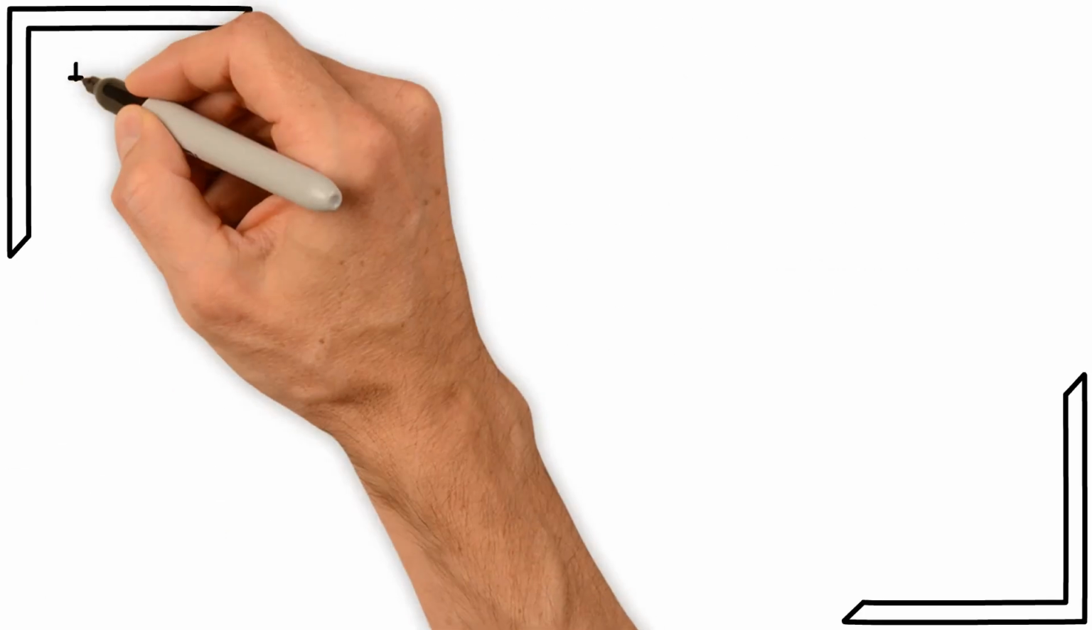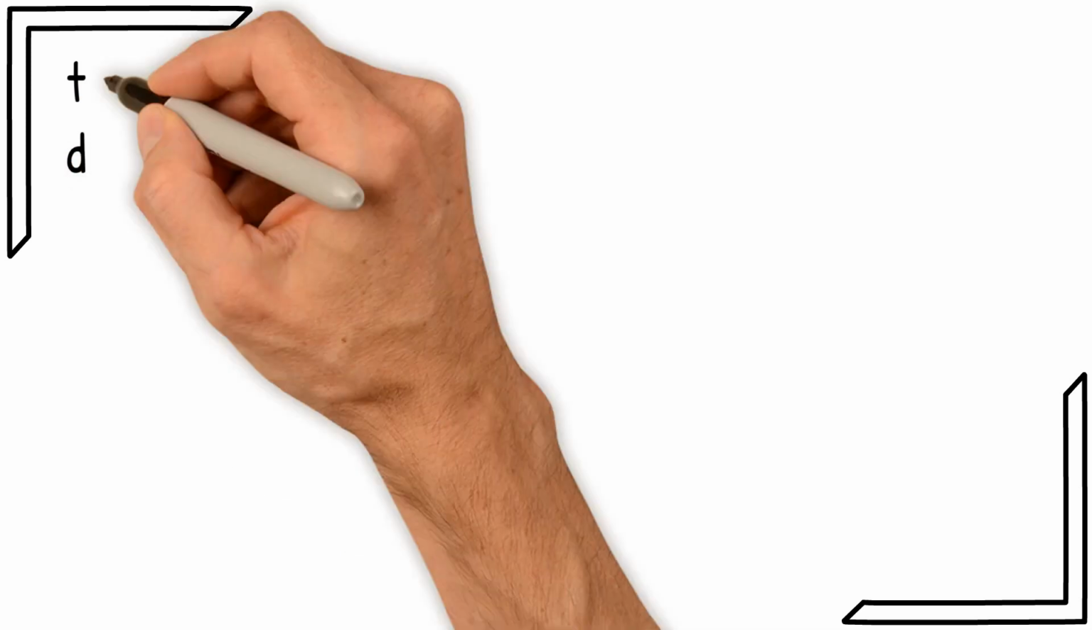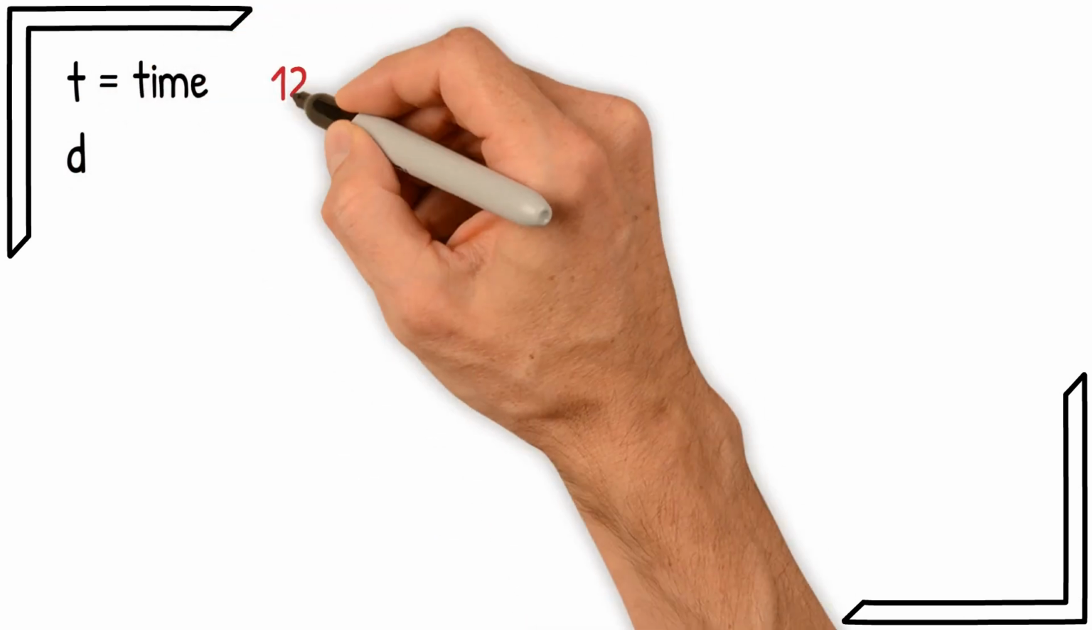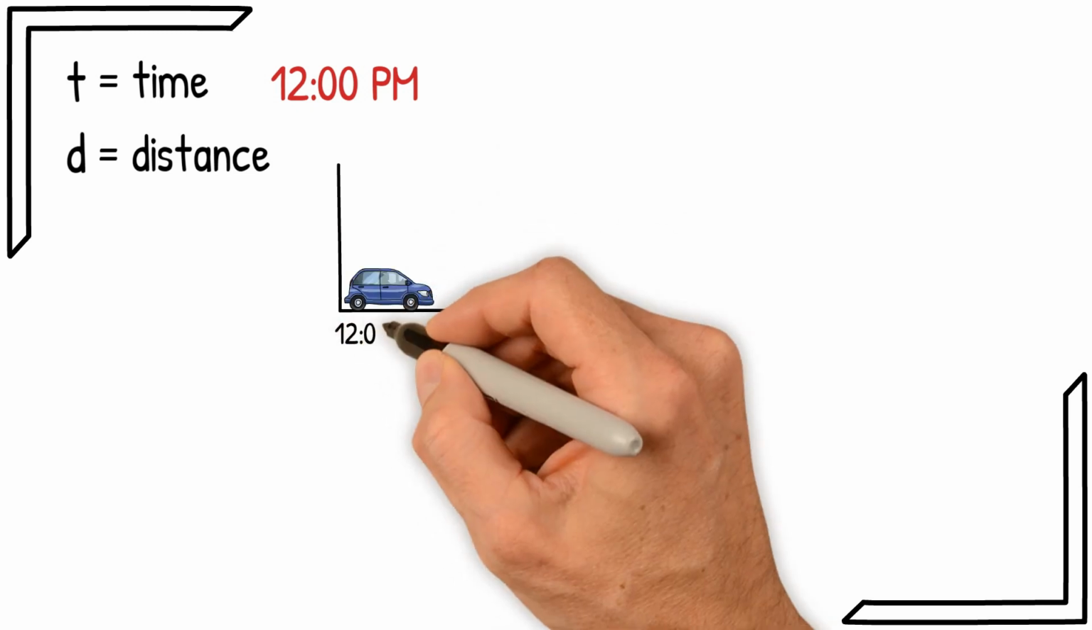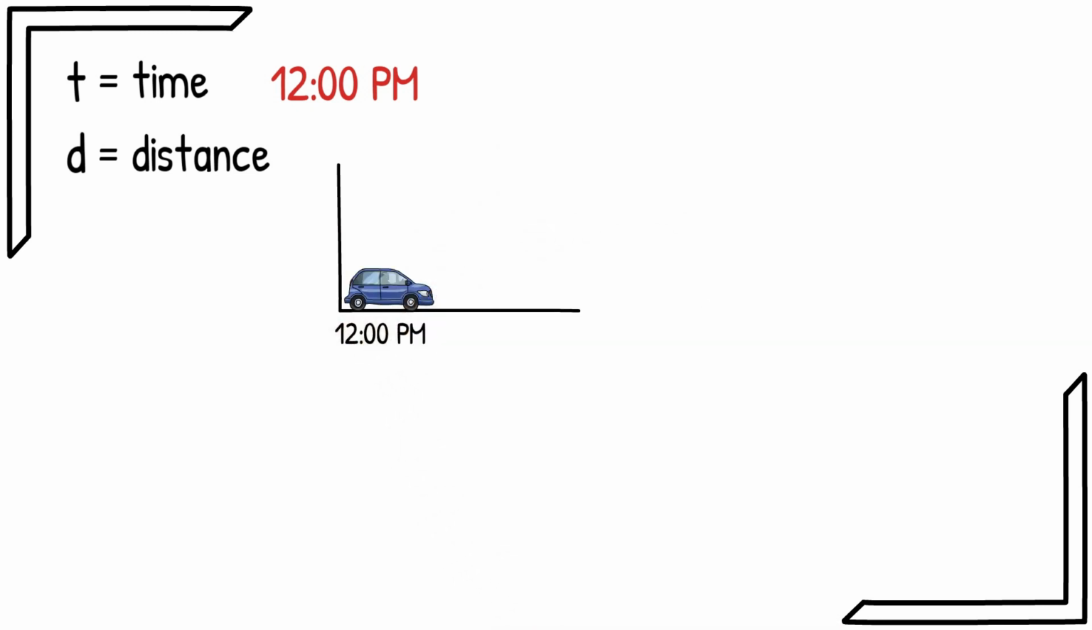Let's illustrate this concept with a simple example. Let t and d be two variables. The t will be the time variable, and it will measure past 12 p.m. The d will be the distance variable. It will measure the distance traveled in a car. Suppose we start driving the car at 12 p.m., so that 12 p.m. is our initial start of the driving.